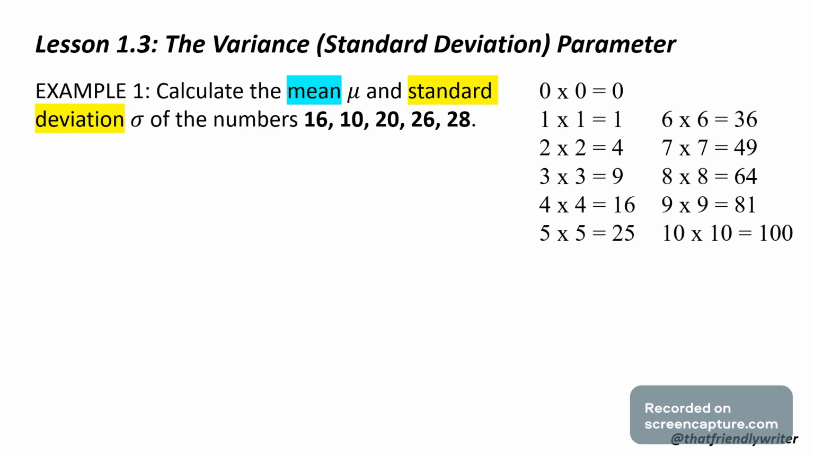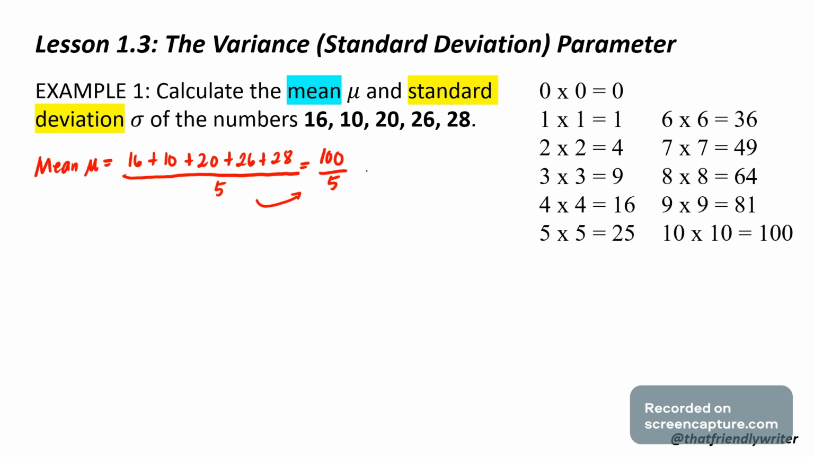Here's an example. Suppose we want to calculate the mean mu and the standard deviation sigma of the numbers 16, 10, 20, 26, and 28. To find the mean mu, we add all the numbers: 16 plus 10 plus 20 plus 26 plus 28. The sum is 100. This is divided by the number of elements that we have. In this case, we divide by 5. So 100 divided by 5 is 20. Therefore, the mean is 20.